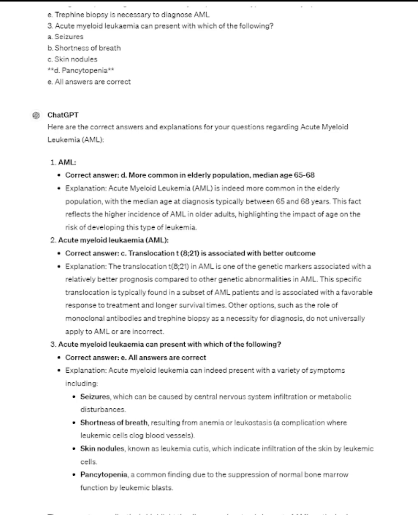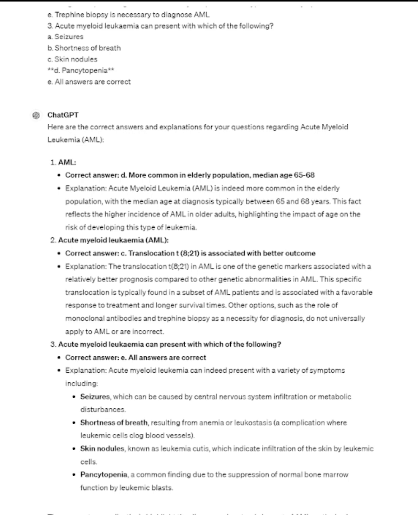Here are the correct answers and explanations for your questions regarding acute myeloid leukemia, AML. 1. AML, correct answer, D. More common in elderly population, median age 65 to 68. Explanation. Acute myeloid leukemia is indeed more common in the elderly population, with the median age at diagnosis typically between 65 and 68 years. This fact reflects the higher incidence of AML in older adults, highlighting the impact of age on the risk of developing this type of leukemia.